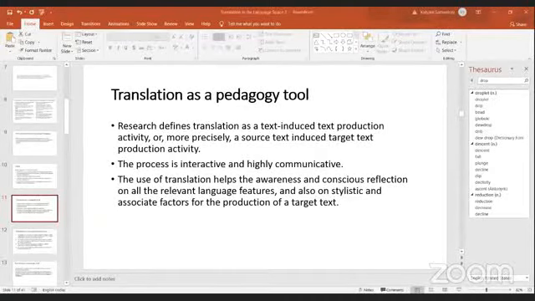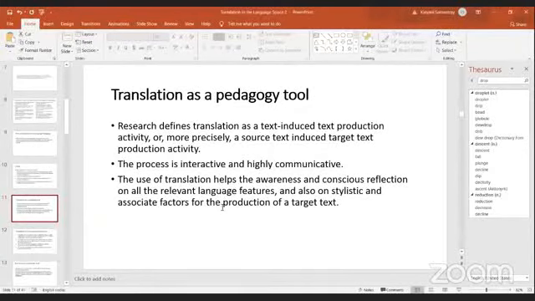Now research says how this translation and language learning divide can be easily overcome. In fact, they show that there exists a considerable overlap between communicative learning strategies and translation strategies. Some of these we'll discuss here when we discuss translation as a pedagogy tool. Now, research defines translation as a text-induced text production activity.